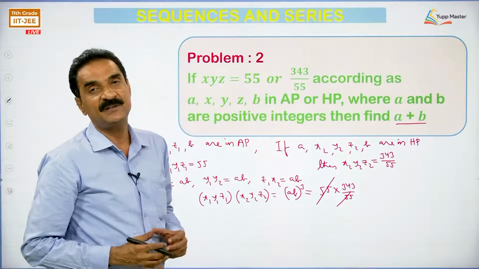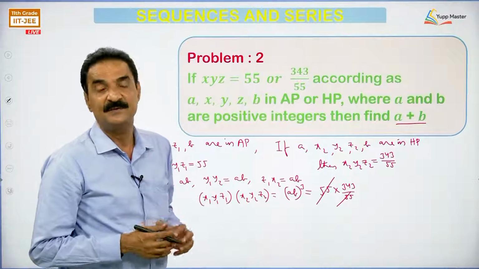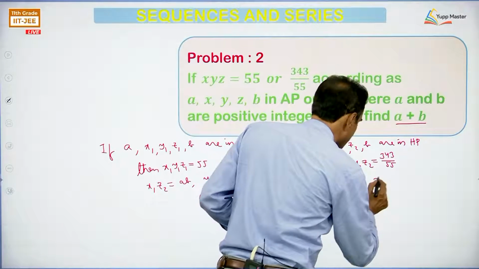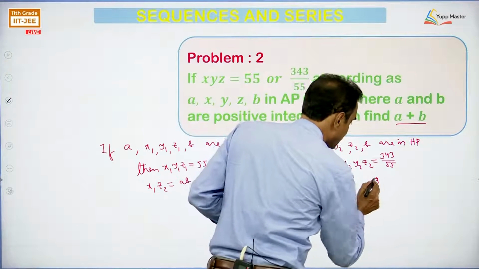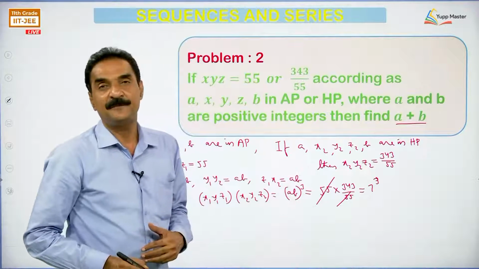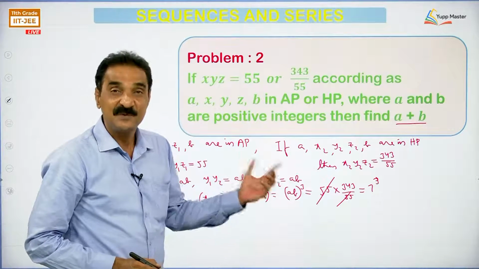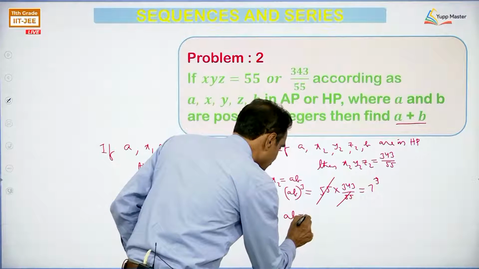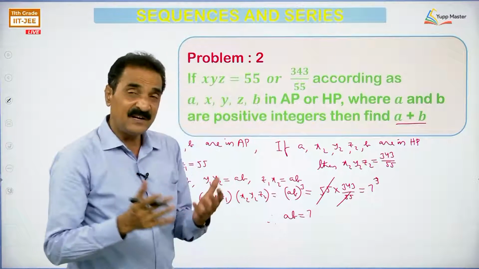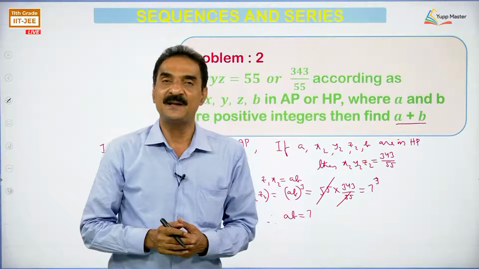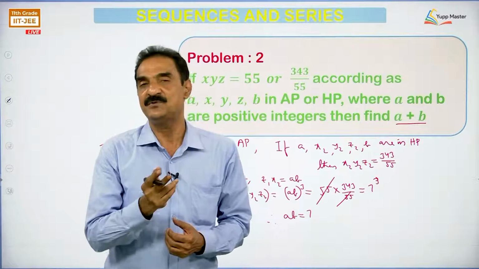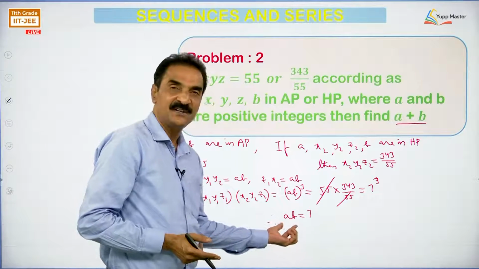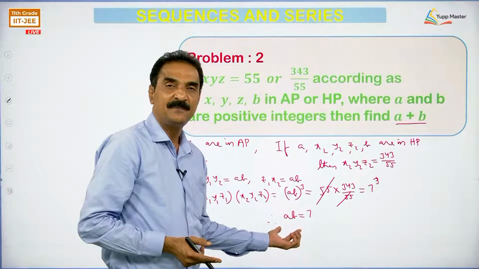Can you write 343 as a perfect cube? Yes, we can write it as 7 cube. So what is the value of AB? The product AB must be equal to 7. Seven is a prime number. It can be factorized in two ways, either 1 into 7 or 7 into 1. We know that A and B are positive integers. So what must be the values of A and B?